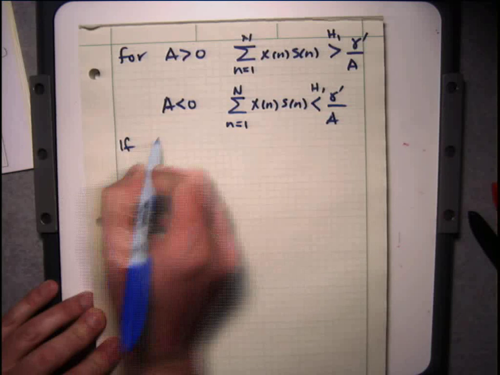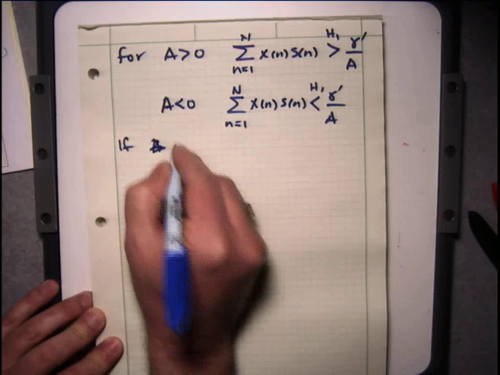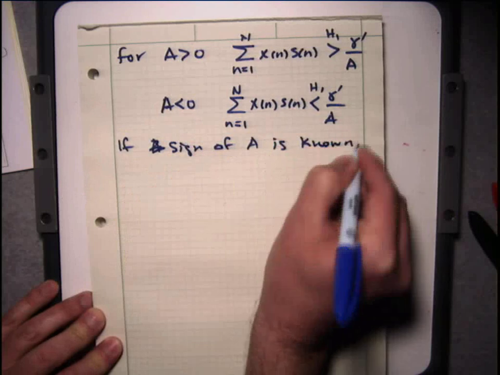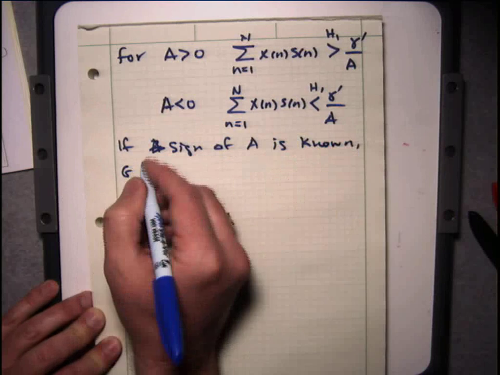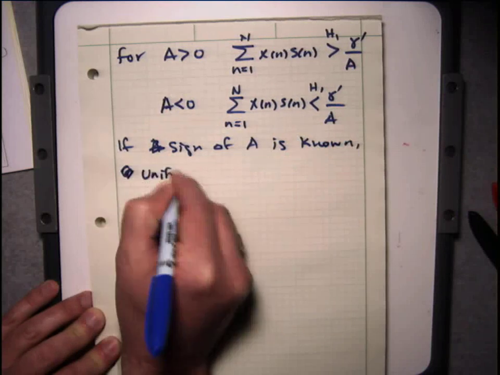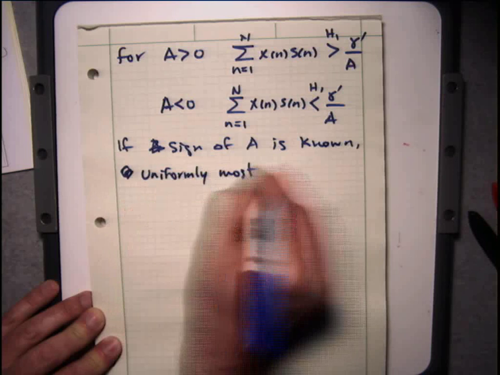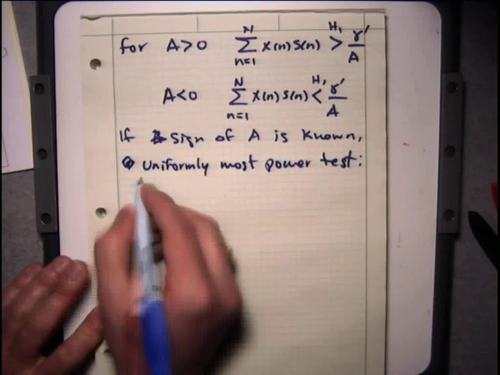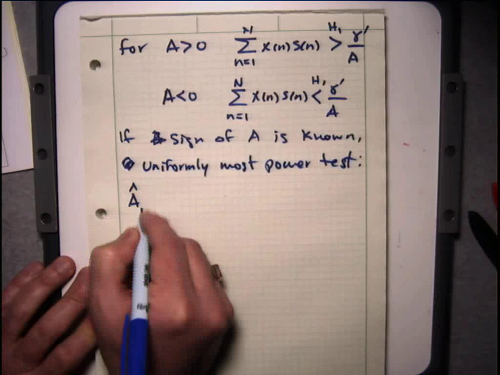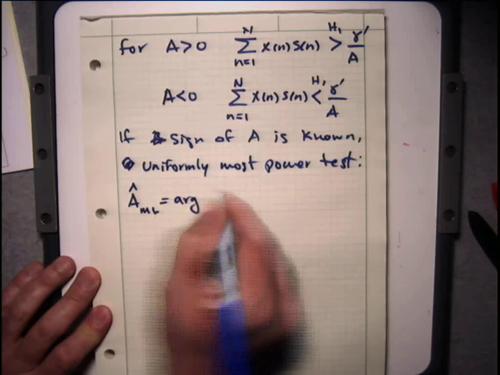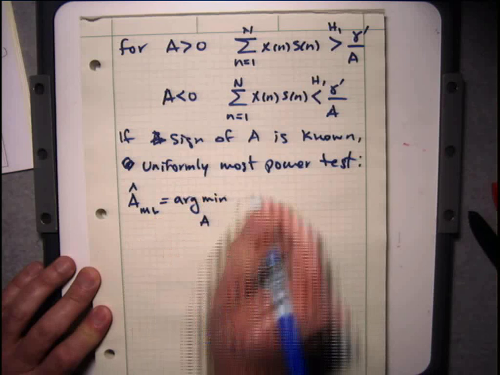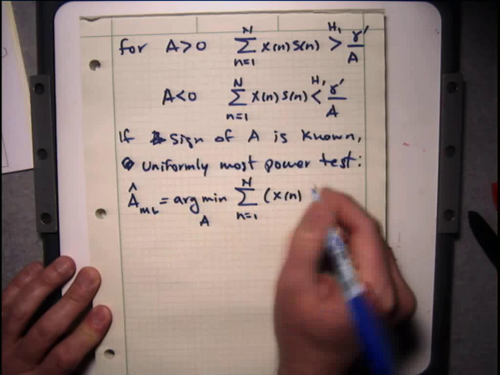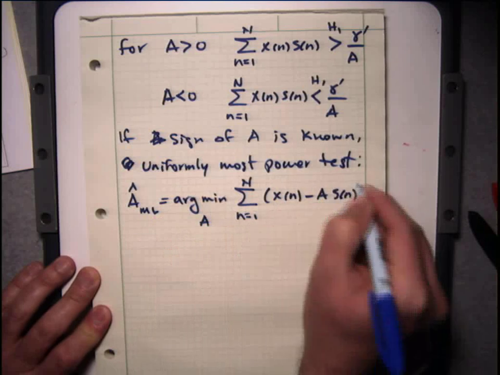So if the sign of A is known, we get what's called a uniformly most powerful test. So let's write down the GLRT for this problem. So if I'm going to do that, then A hat maximum likelihood is arg min over A, the sum n equals 1 to N, x of n minus A s of n squared.